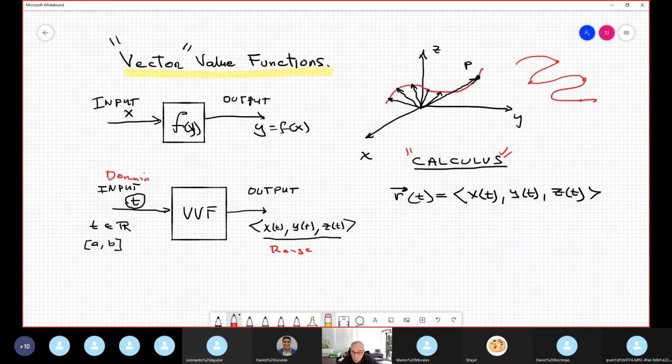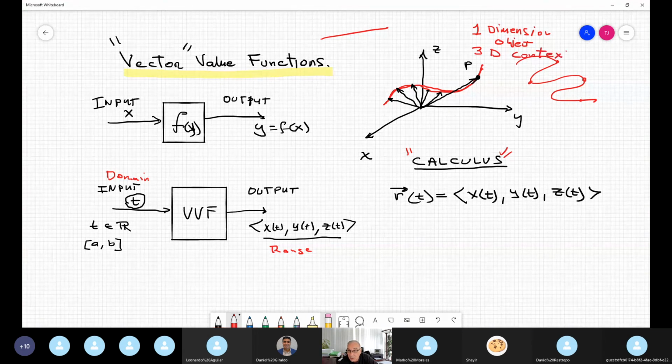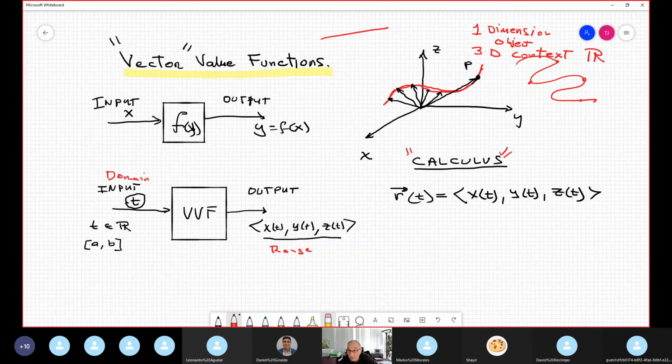Look, a curve represents a one-dimension object because it's a curve, exactly like a line. When we study the line, it is a one-dimension object. But this one-dimension object may be a line, which is a particular case of the curve, or the curve in general, living in the three-dimension context. The three-dimension context is R3.